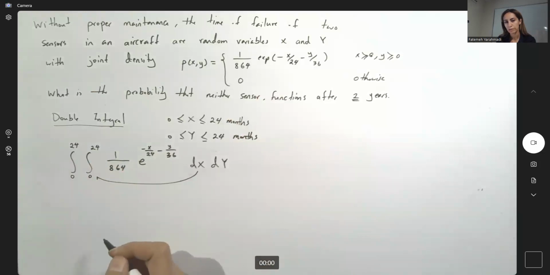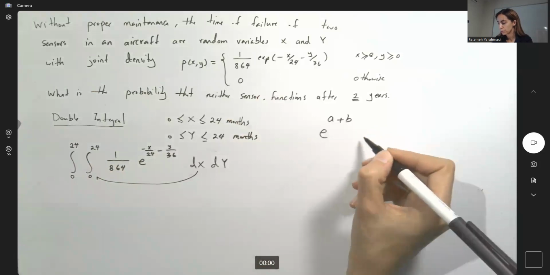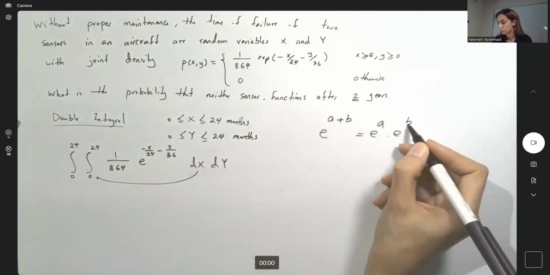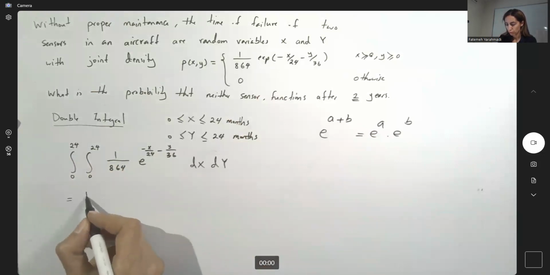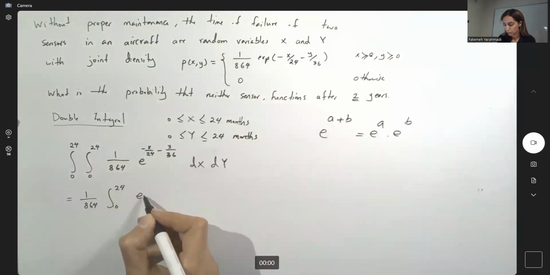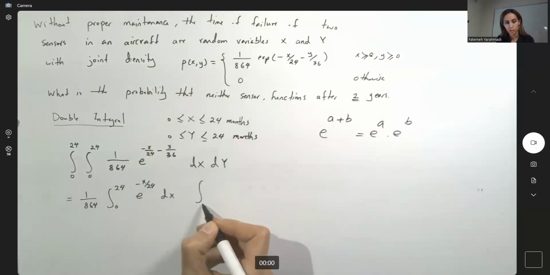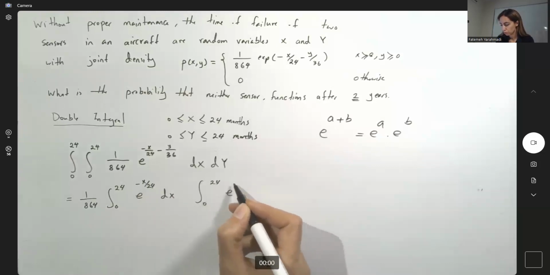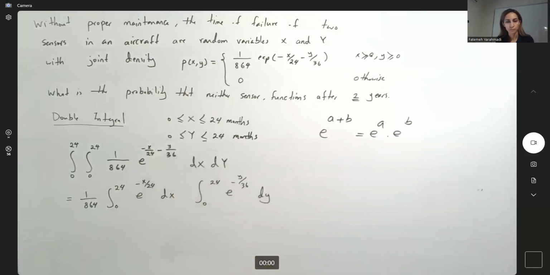So can we separate this integral? Definitely. If you have e to the power a plus b, it is e to a times e to b. So we can basically separate these. And here you have 1 over 864, integral 0 to 24, e to the power negative x over 24, dx, multiplied by integral 0 to 24, e to the power negative y divided by 36 dy. And do the computation.